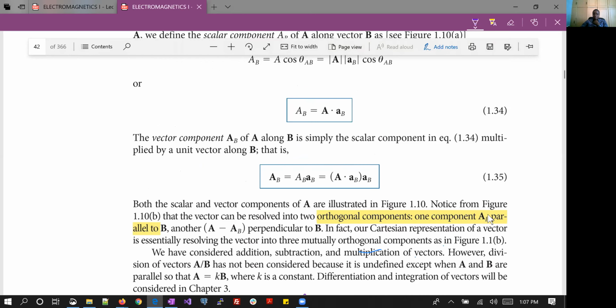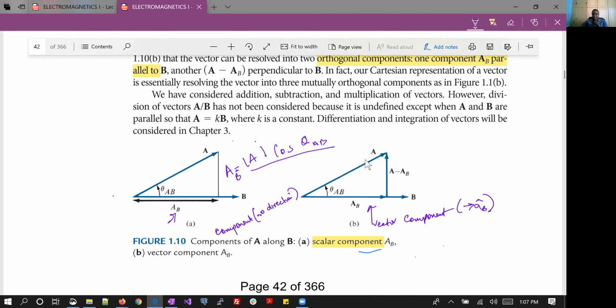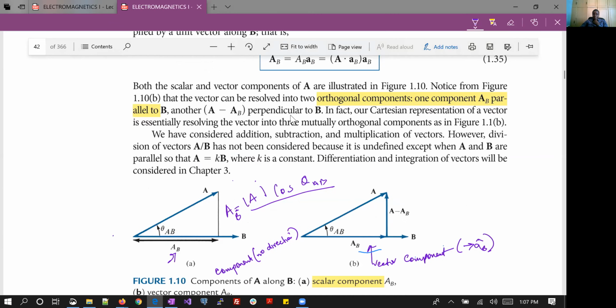We notice from figure 10b that the vector can be resolved into two orthogonal components. One component AB parallel to B. You can say this is two components. We can resolve this vector A into two orthogonal components, AB and A minus AB, perpendicular to B. In fact, our Cartesian representation of a vector is essentially resolving the vector into three mutually orthogonal components.